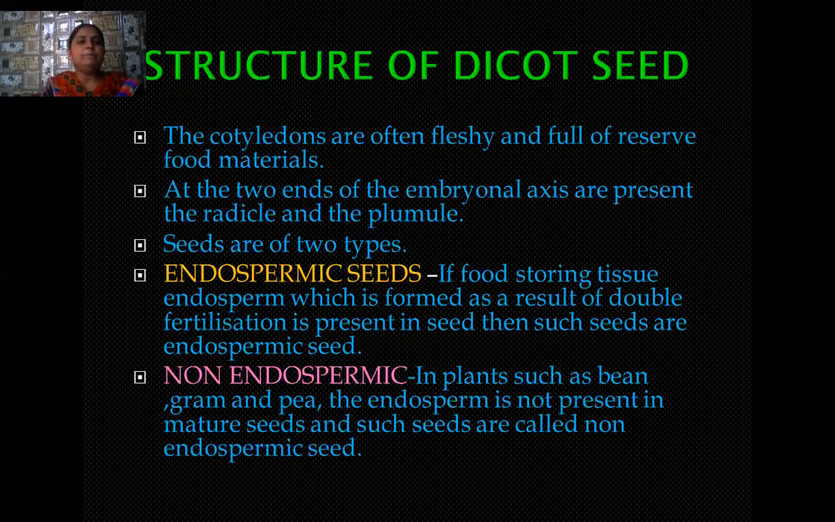So what are these endospermic seeds? If the food storing tissue, that is endosperm, is present in the seed after double fertilization, then such seeds are known as endospermic seeds. And non-endospermic seeds are those seeds in which the endosperm is not present in the mature seed, and it is totally consumed by the developing embryo. For example, we have grams, we have pea. All of these are examples of the non-endospermic seeds.